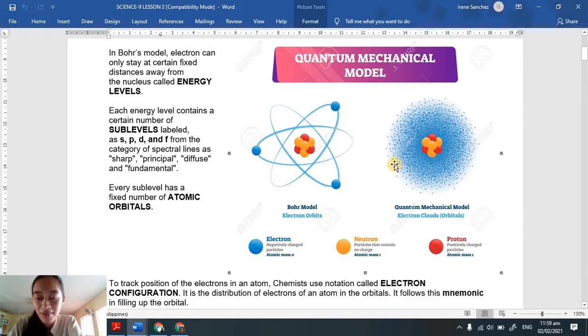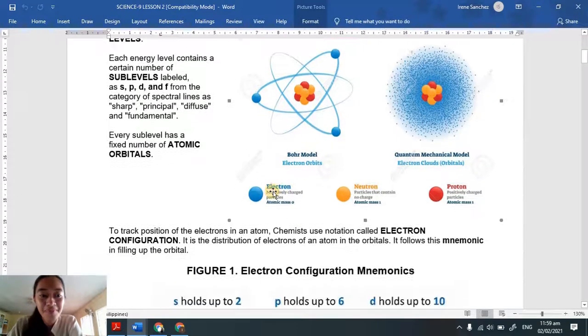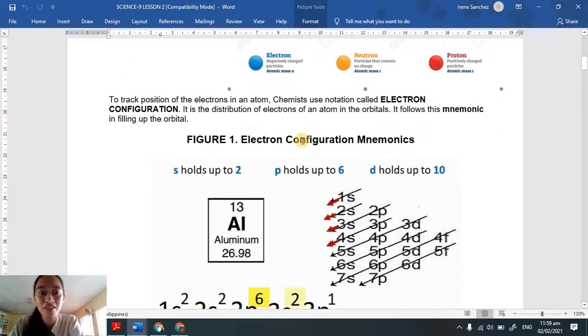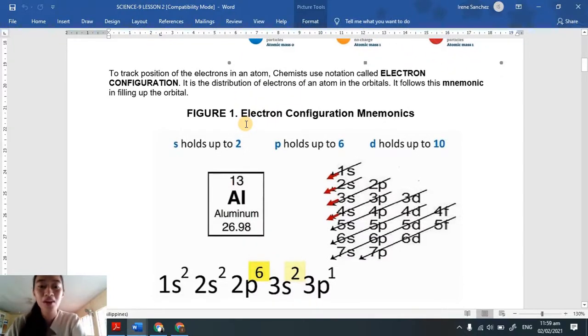Okay, so just study this figure here. To track the position of the electrons in an atom, since it can't really be determined, chemists use a notation called electron configuration. It's like giving a location, an arrangement, a configuration. It is the distribution of electrons of an atom in the orbitals. It follows the mnemonic in filling up the orbitals. A mnemonic is something that helps us memorize.